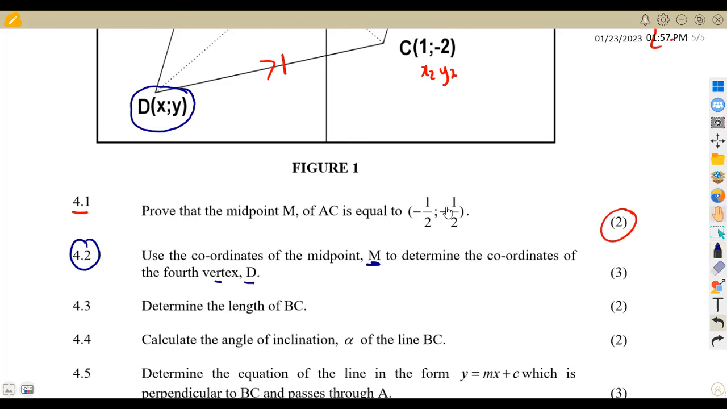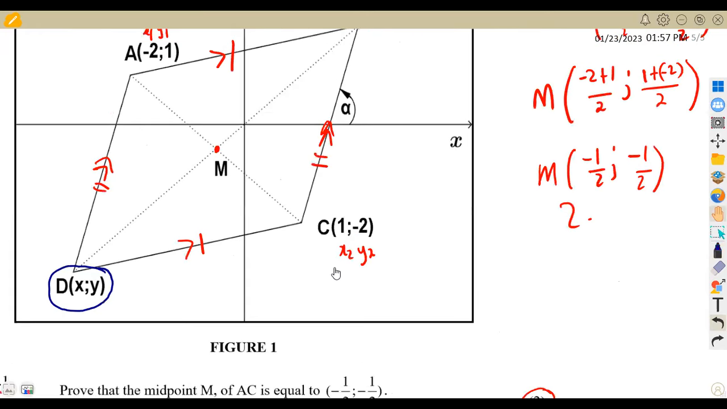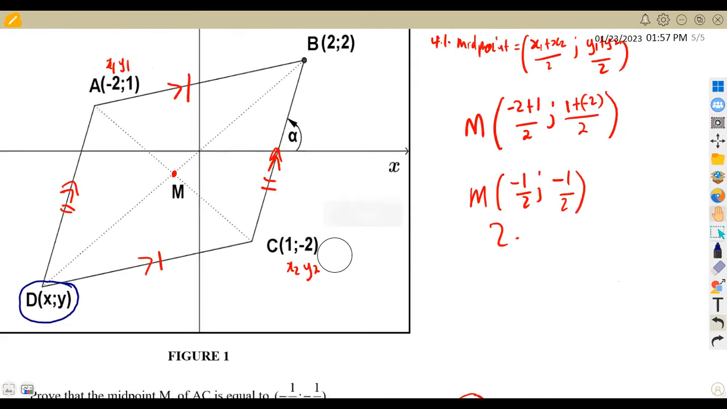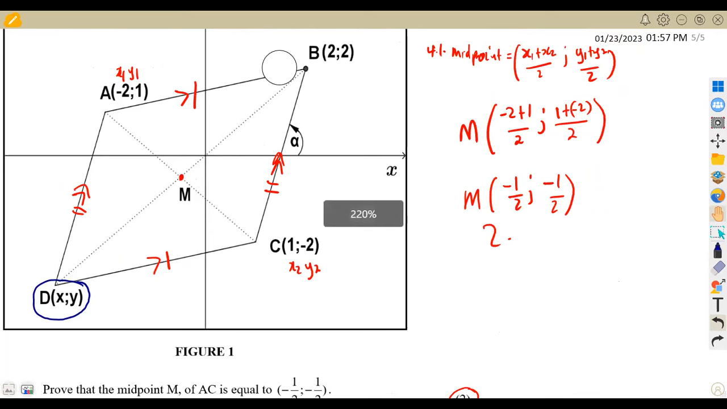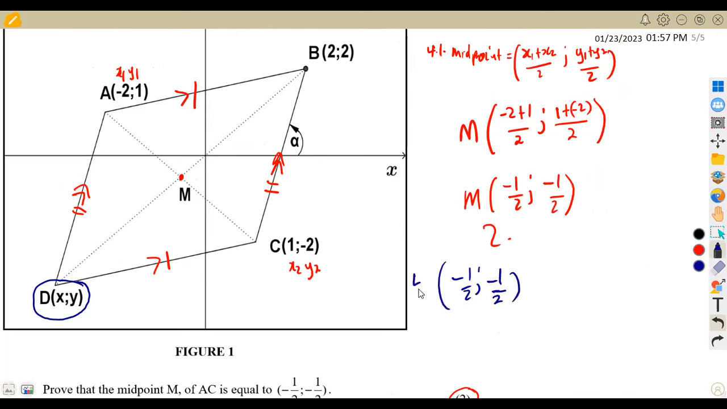Okay, so this is what you're going to do. Remember, we said M is the common point for both. It's being shared by both diagonals. It's the midpoint of both diagonals. So that means we can find this same M that we have, which is minus half. This is 4.2. We can find it as the midpoint of B and D, because we are referring to the diagonal BD. So this is your B and that's your D.